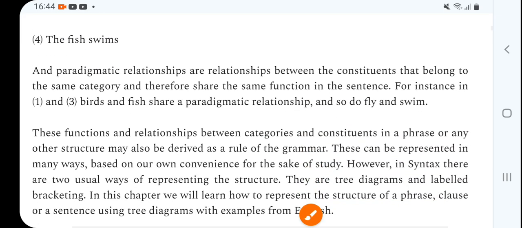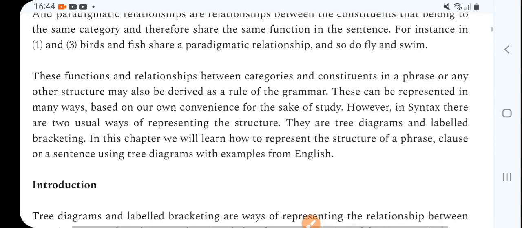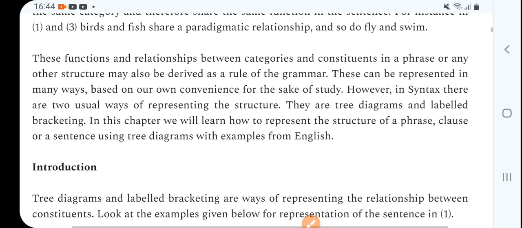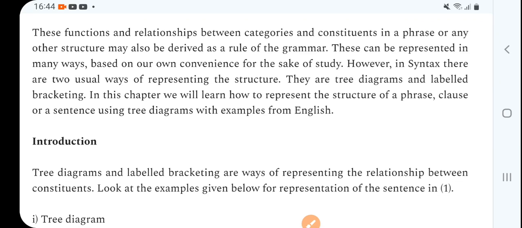Now, the functions and relationships between categories and constituents in a phrase or any other structure may also be derived as a rule of the grammar.